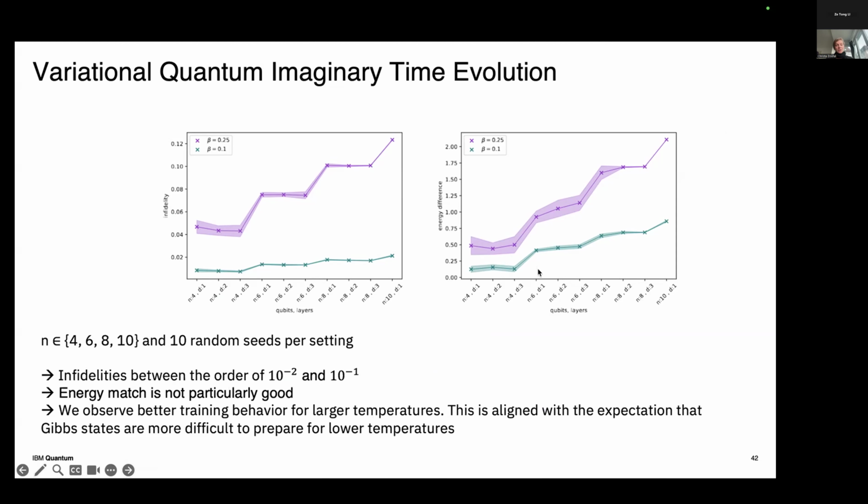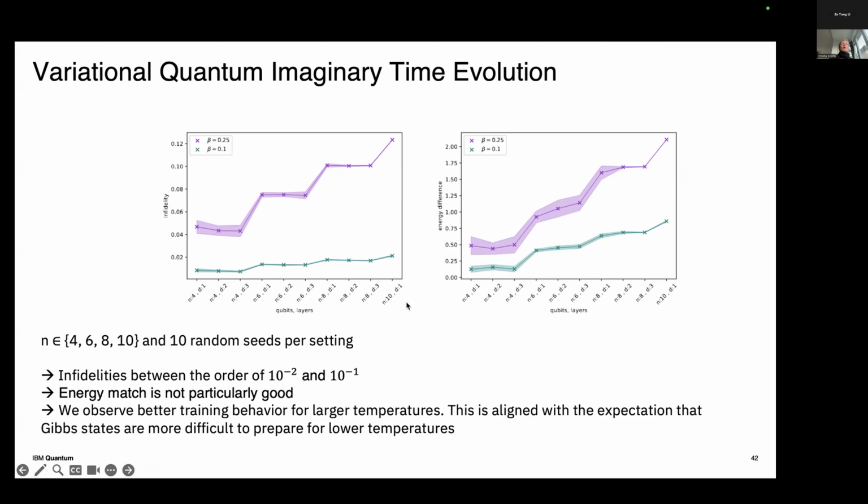What is good, what gives us hope is that we do observe here that the training behavior is better for larger temperatures, which is also what we would expect because training systems with lower temperatures is usually more difficult. So that is directly reflected by the methodology. But there's obviously quite a bit of engineering improvement that could still be done.